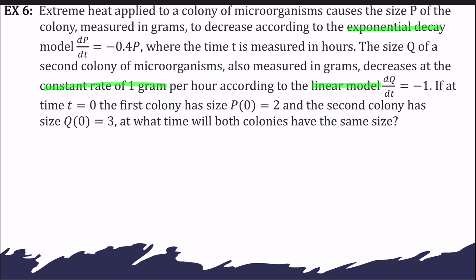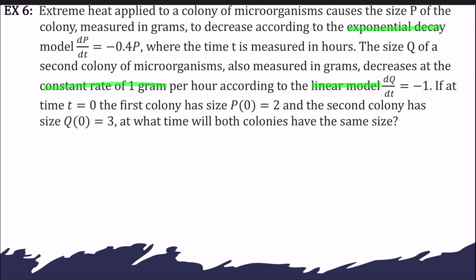Okay, so we've got dQ/dt equals -1. If at time t equals 0, the first colony has a size of 2, and the second colony at time t equals 0 has a size of 3, at what time will both colonies have the same size? That's a lot going on.